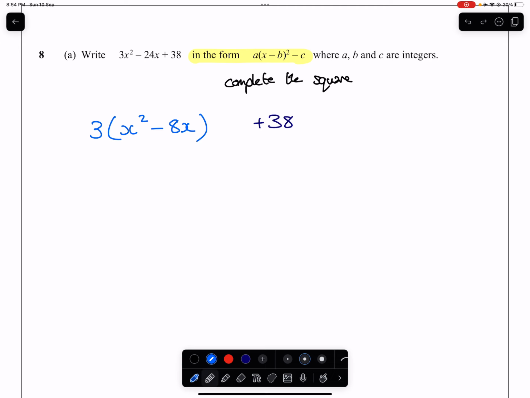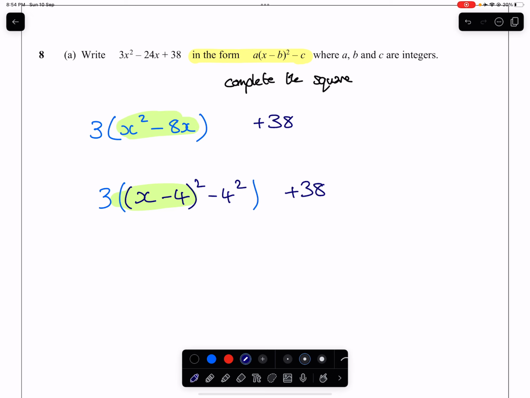So I've taken the 3 out there. Then in order to complete the square of these two terms here, I'm going to half that number that's with x, which gives us x minus 4 inside our bracket. I'm then going to subtract this number squared. So we end up with a minus 4 squared here. That is all contained within this light blue bracket with the 3 there. And we still have this plus 38 on the side. So this green step here, to there, is the completing the square process.